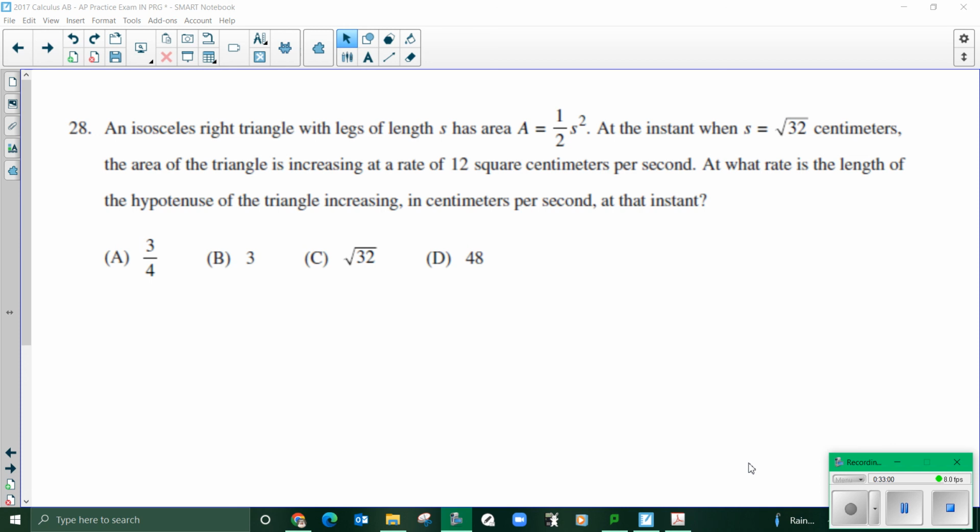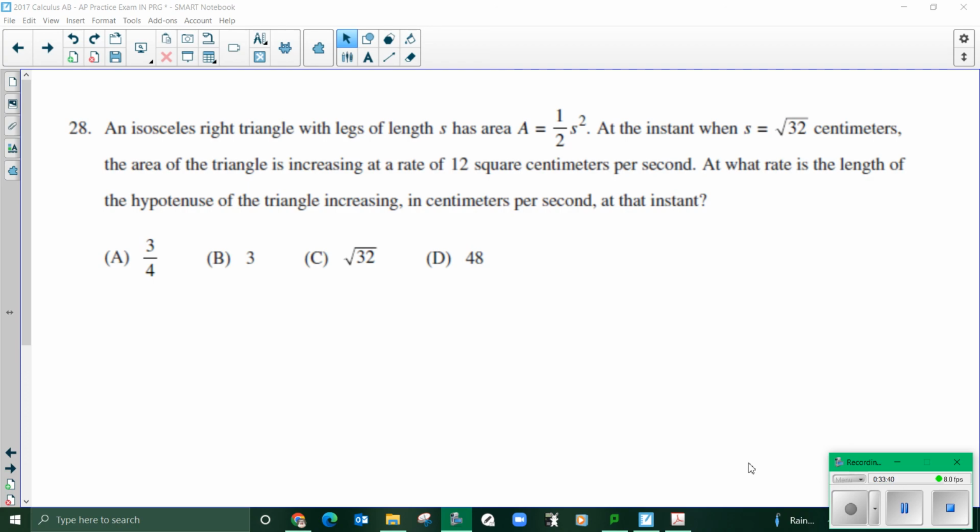28. We now have a problem that's going to require some moxie again, like those earlier two. An isosceles right triangle with legs of length s has an area of 1/2 s squared. At the instant when s is the square root of 32 centimeters, the area of the triangle is increasing at a rate of 12 square centimeters per second. At what rate is the length of the hypotenuse of the triangle increasing in centimeters per second?